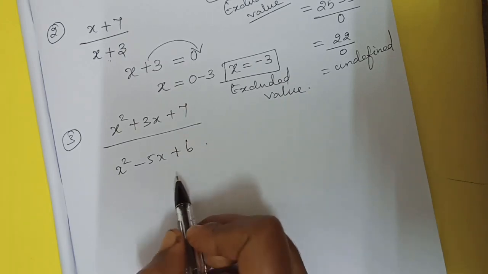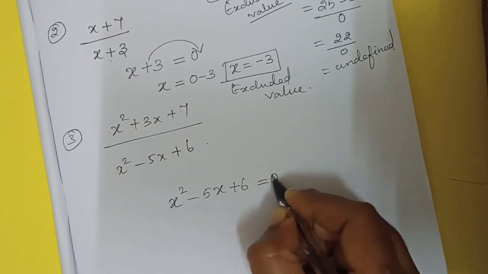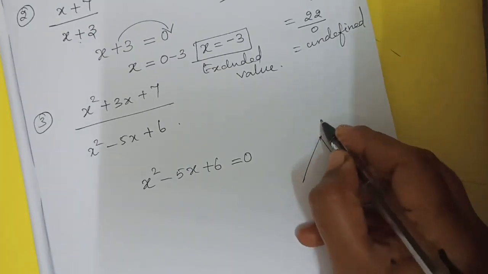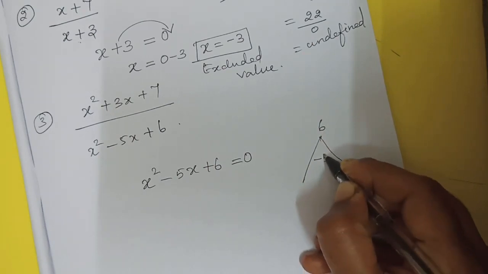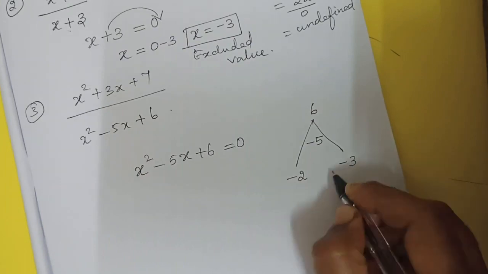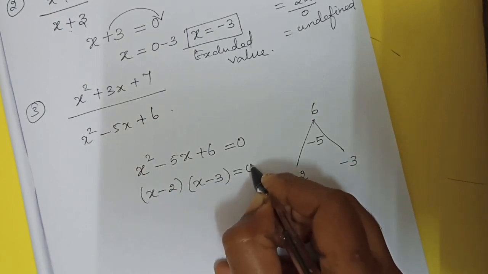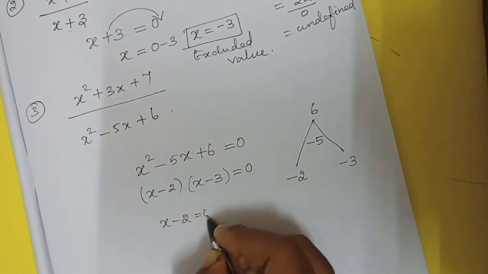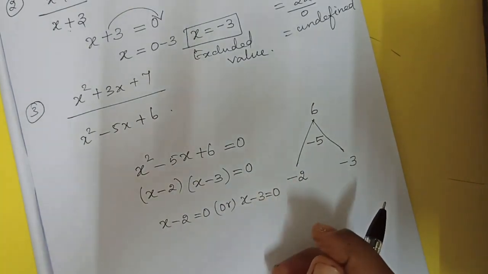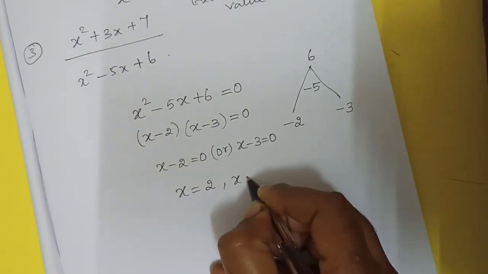So, here what is the denominator? x square minus 5x plus 6 equal to 0. Shall we factorize this? What is the product term? 6. What is the sum? Minus 5. So, what are the possibilities? Minus 2, minus 3. So, just write here (x minus 2) into (x minus 3) equal to 0. So, x minus 2 equal to 0 or x minus 3 equal to 0. So, what is the answer? x equal to 2 and x equal to 3.